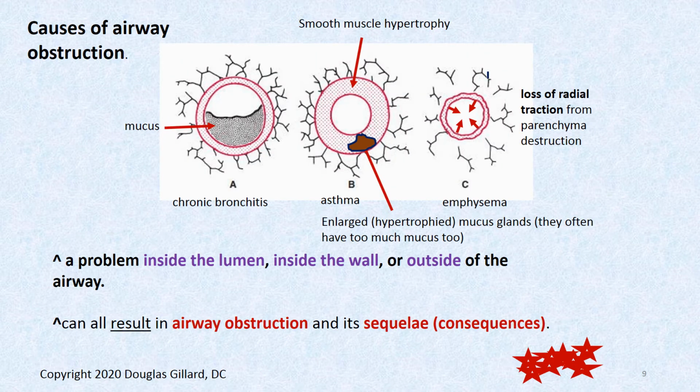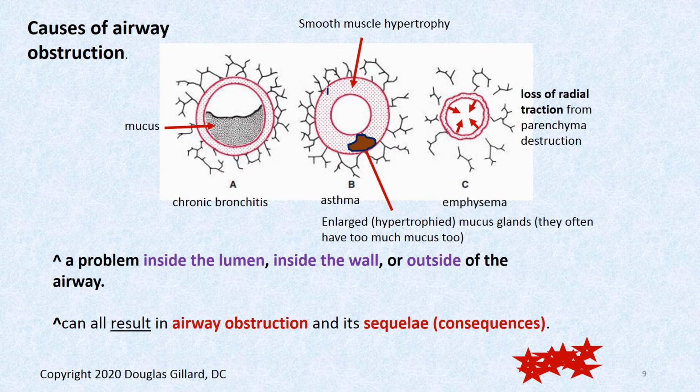All right, nice little slide here. So here's an example of a problem inside the lumen. People with chronic bronchitis, sometimes they have both of these problems going on, but mucus or fluid, backed up blood fluid from pulmonary hypertension. Anything that gets inside the tubes, inside the pipes that carry the oxygen and carbon dioxide in and out of your body, that's a problem, and that could be a cause of obstruction.